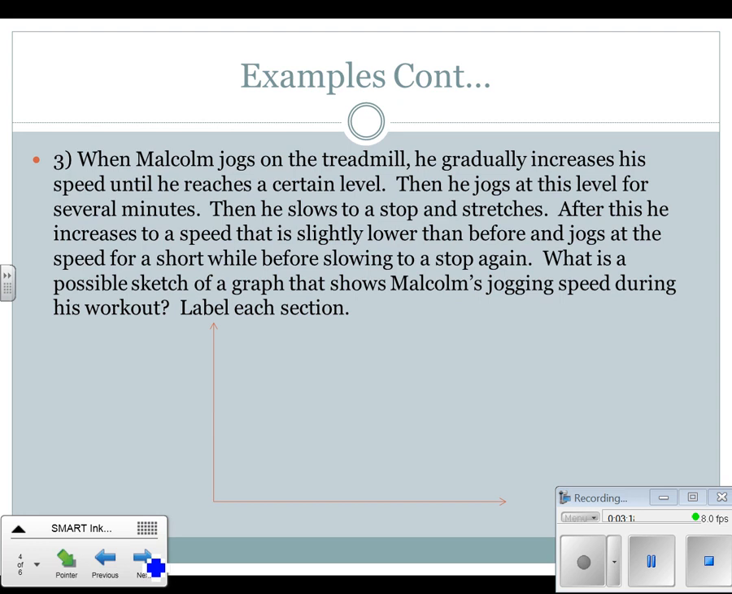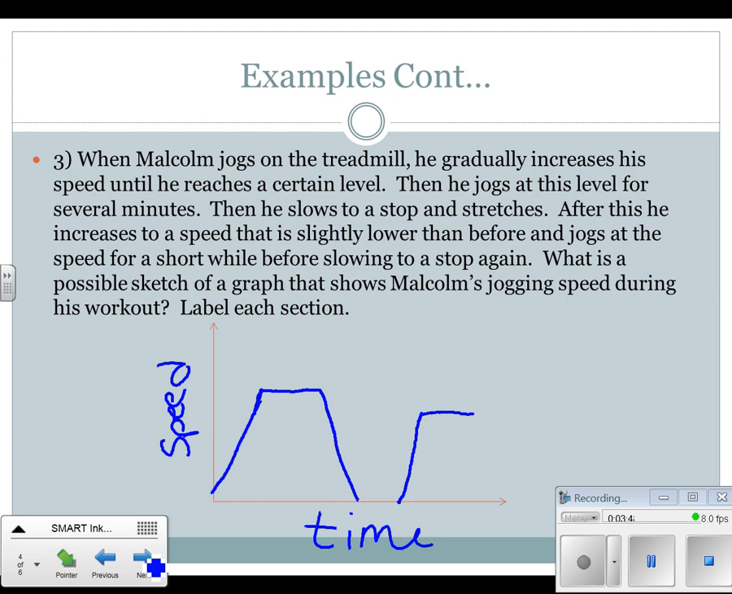So what we have here is we're looking at speed and time. So we're looking at Malcolm's speed over time. So he's gradually increasing his speed, and then he stays the same jogging, then he slows down, stops to stretch, then he picks it back up again, but not as fast as he did the last time. Then he jogs for a while, and then he comes back and slows down for a stop.